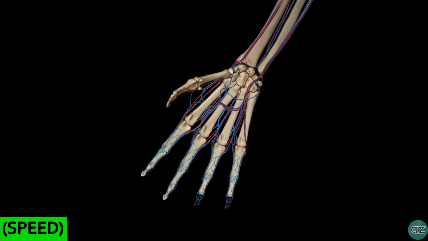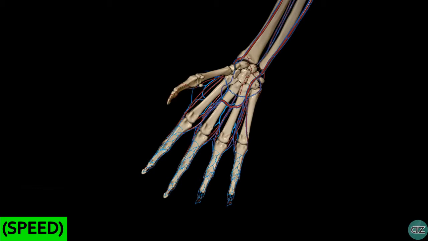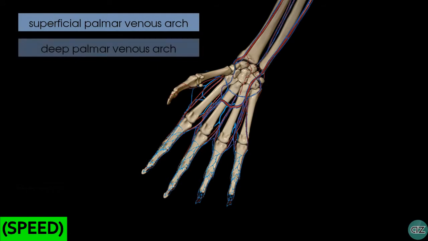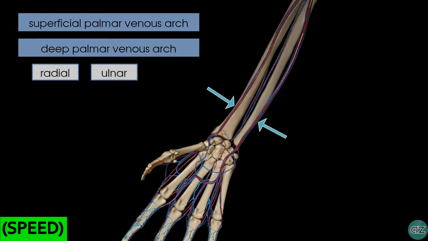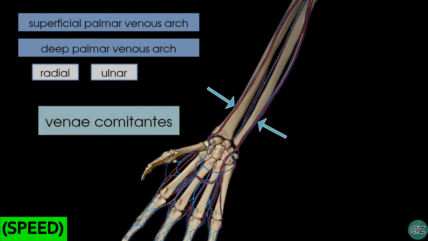Now just a few quick notes about the deep venous system of the upper limb. The deep veins of the upper limb follow the arteries. So in the hand, you've got the superficial and deep palmar venous arches, which accompany the corresponding arterial arches. And then coming off these deep venous arches, you've got the radial and ulnar veins, which accompany the radial and ulnar arteries of the forearm. These veins, which accompany the arteries, are known as venae comitantes, which is simply Latin for accompanying veins.